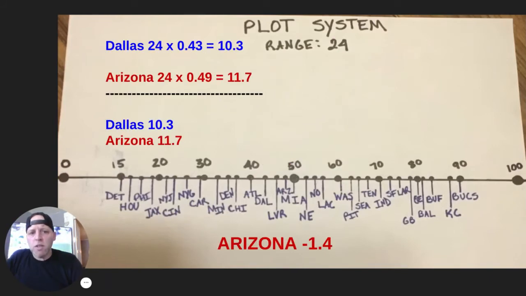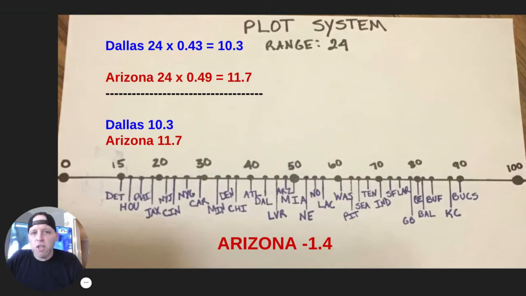So all we're going to do is take our range number and multiply it by the plot number. Make sure when you're calculating, you put a 0 and a decimal point, then your plot number, just how you see it on screen here. Dallas's power rating number is 10.3. Arizona, same thing, range number multiplied by 0 point plot number of 49. You'll get an 11.7 for the Cardinals. You combine those numbers, and you have a line of Arizona favored by minus 1.4, and that's your number for the game.